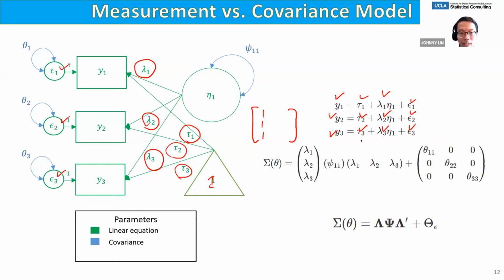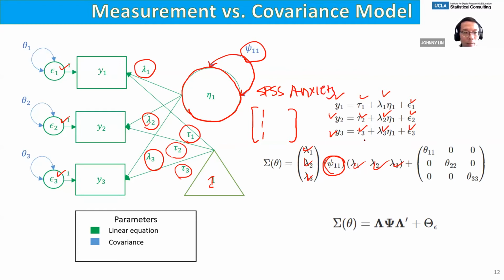Now that's in green. But remember, we have another equation, which is the covariance equation. And there what terms do I have? Well, I already have the loadings, so I don't need those. But I do have these. What is that? That's the factor variance. Where does that come in? That's the double arrow of the factor, which is a circle. That's the factor variance of eta 1, the first factor, the SPSS anxiety factor.